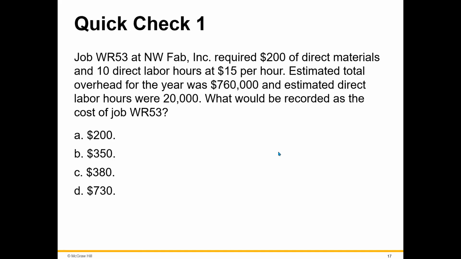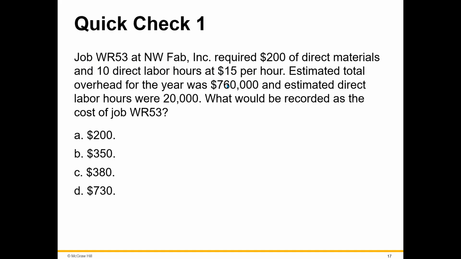Okay, now let's see how we should solve the problem. As we discussed, the direct material cost is already here, right? So it's directly given by the question, $200. Direct labor, we can use the 10 hours multiplied by the $15 rate per hour. So it's $150.